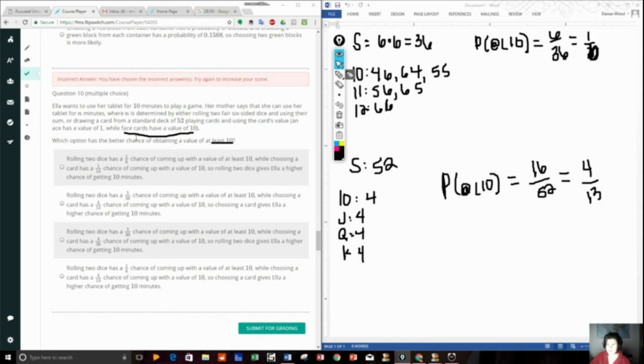So rolling two dice has a chance of 1/6 of coming up with a value of at least 10, while choosing a card has a 1/13. Nope, it was 4 thirteenths. So rolling 2 dice has a 1/6 chance of coming up with a value of at least 10, while choosing a card has a 4 thirteenths chance of coming up with a value of at least 10. So choosing a card gives Ella a higher chance of getting 10 minutes.